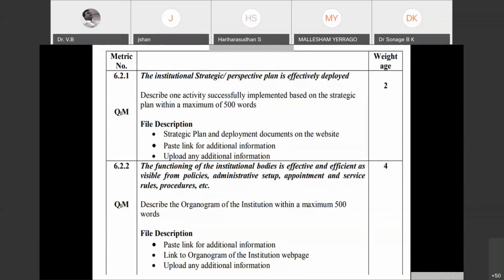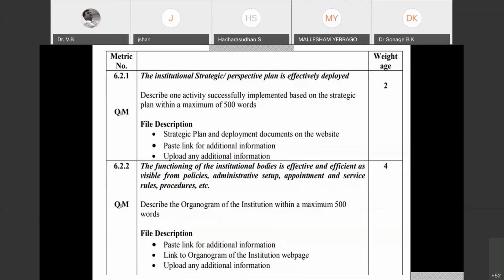And every 6 months once or every 1 year once, this strategic plan would be reviewed and it would be measured whether the target that has been fixed at the end of the 6 months or 1 year has been achieved. That is referred to as the deployment document. This strategic plan and deployment document should be uploaded on the institution website, and the link to this should be given in this criteria. And the next question is, the functioning of the institutional bodies is effective and efficient as visible from policies, administrative setup, appointment and service rules.